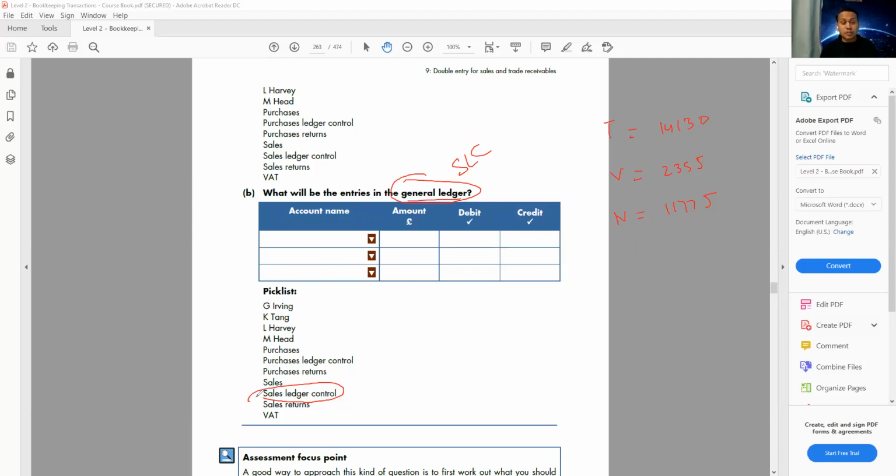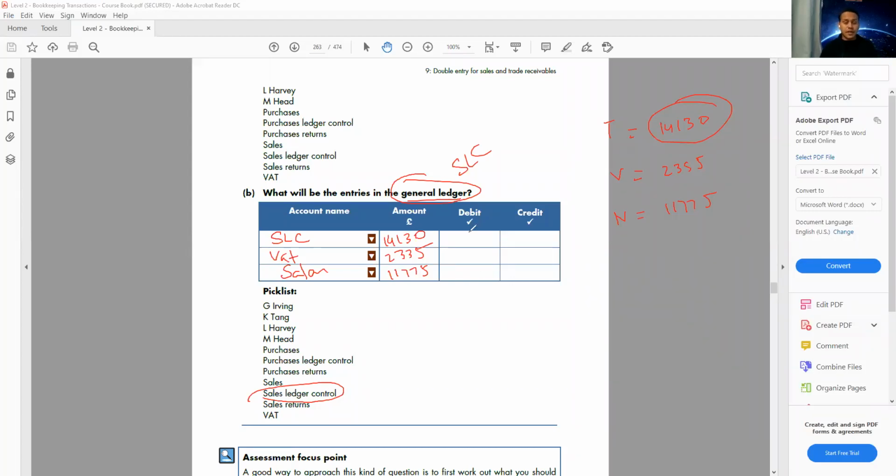How much is due from the total customers? So you're going to write here sales ledger control. Total due from the customers, that is 14,130. Then the VAT is 2,355, and the sales, that is net, 11,775.